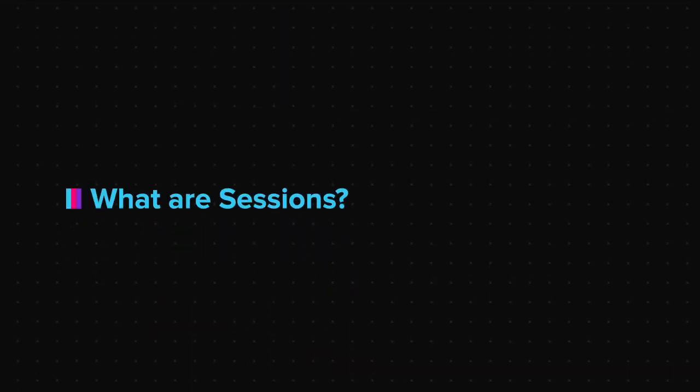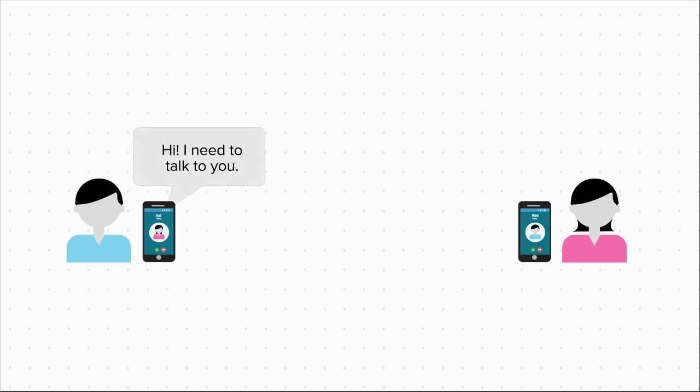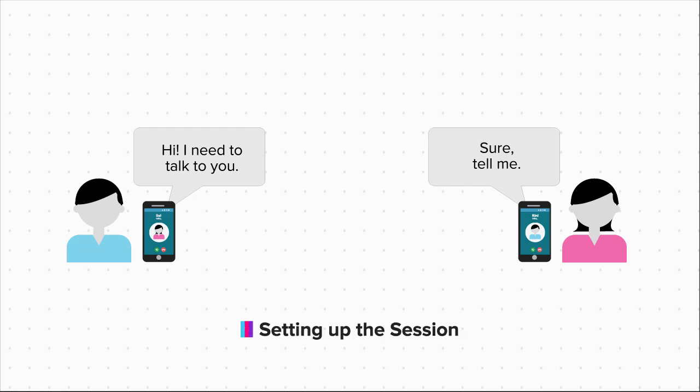So what are sessions? Sessions are used to establish a communication between two devices. We can understand this with the help of an example. Let's say I call up my friend. Now, when she picks up the call, I tell her, "Hey, I need to talk to you." She says, "Sure, tell me." So here I have initiated the conversation and my friend has acknowledged the start of this conversation. This is how it works in the world of internet communication also. The session is set up here.